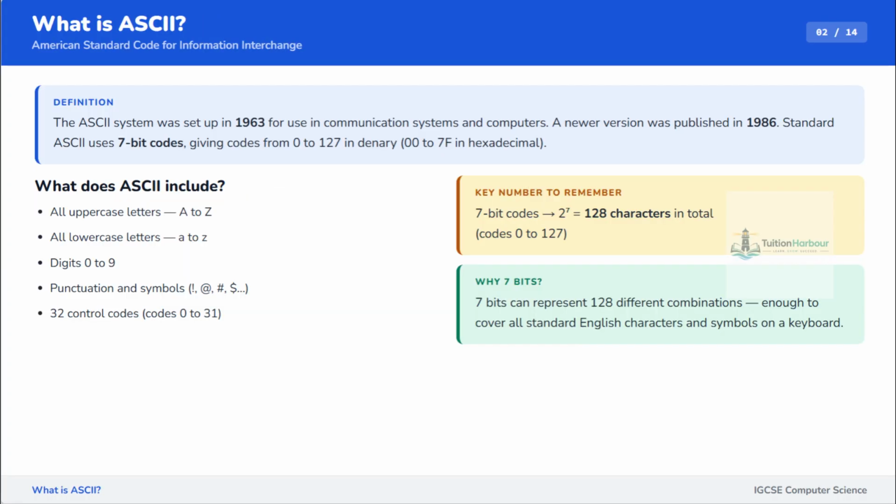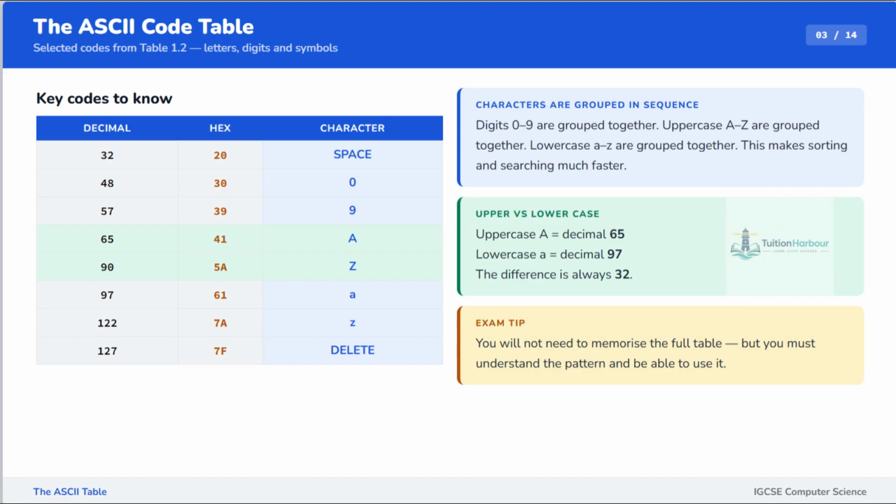ASCII stands for American Standard Code for Information Interchange. It was created in 1963. Standard ASCII uses 7-bit codes giving exactly 128 characters from code 0 to code 127. It covers uppercase letters, lowercase letters, digits 0 to 9, punctuation symbols, and 32 control codes.